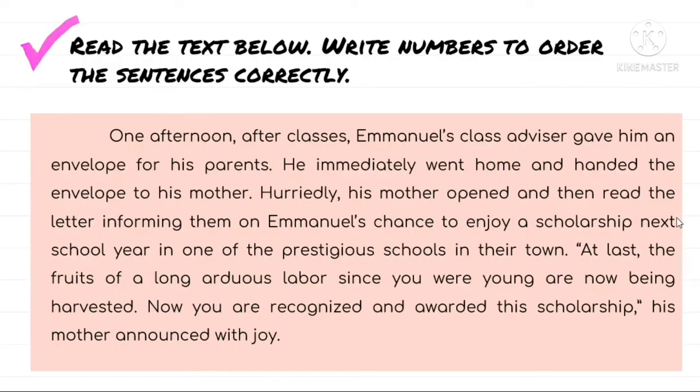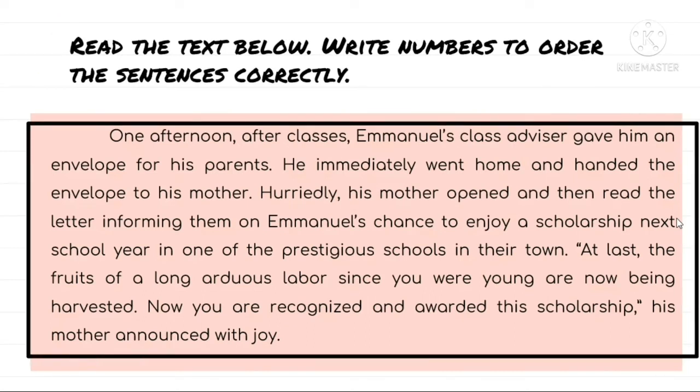The third exercise is you need to read the text below. Write numbers to order the sentences correctly. One afternoon after classes, Emmanuel's class advisor gave him an envelope for his parents. He immediately went home and handed the envelope to his mother. Hurriedly, his mother opened and then read the letter, informing them of Emmanuel's chance to enjoy a scholarship next school year in one of the prestigious schools in their town.